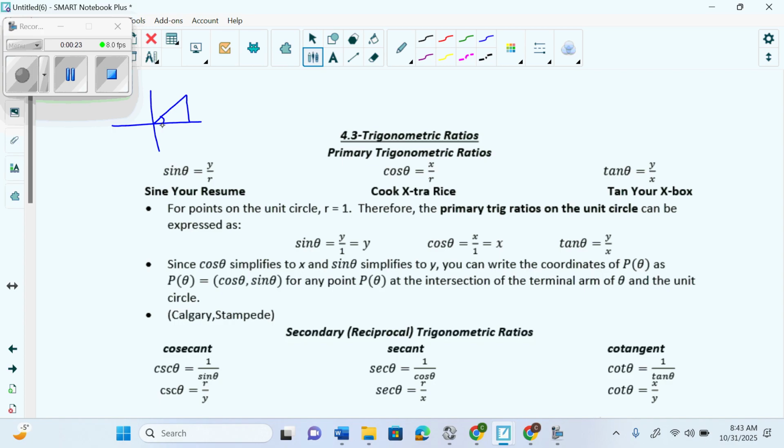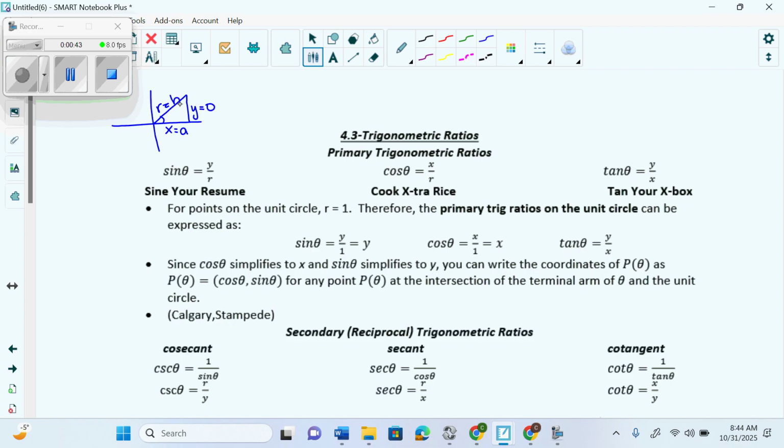Okay. So, opposite and adjacent move depending on what angle you're looking at, correct? Well, we're always looking at the central angle. So because we're always looking at the central angle, our x is always our adjacent, our y is always our opposite, and the radius is always our hypotenuse.